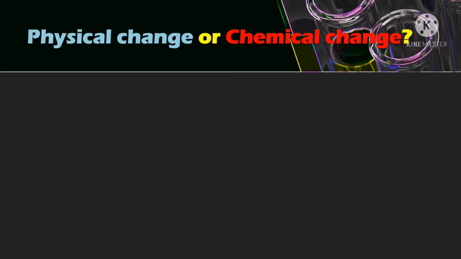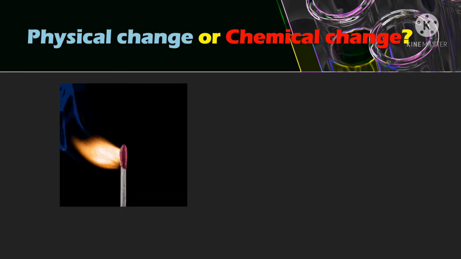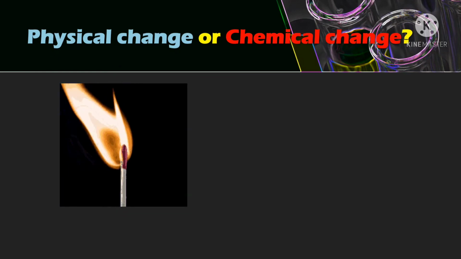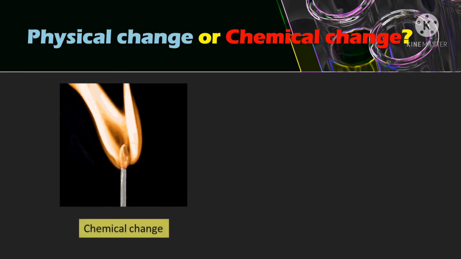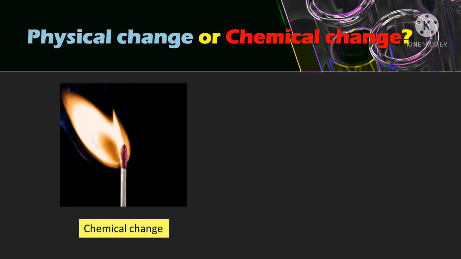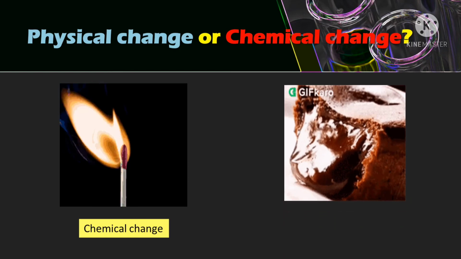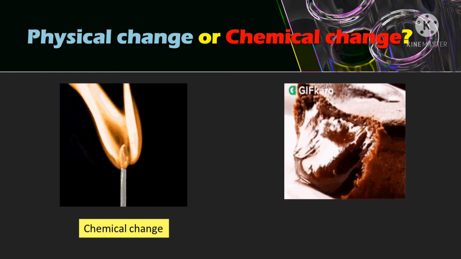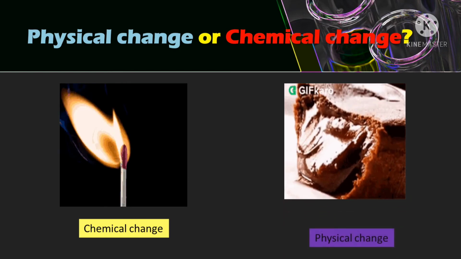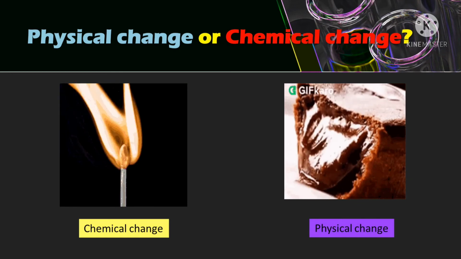Let's have a drill. Determine each of the following if it manifests physical change or chemical change. Lighting a matchstick. It is a chemical change because it manifests combustion process. Melting of chocolate. It is a physical change because only phase change is occurring.